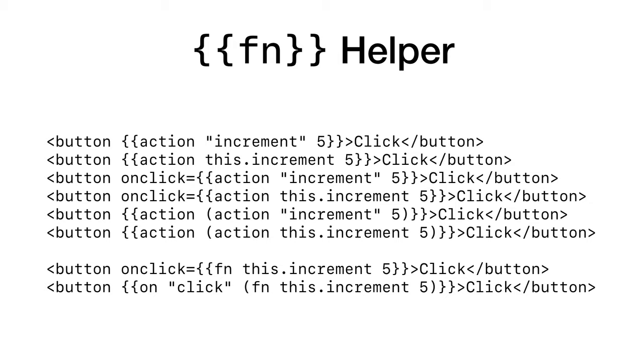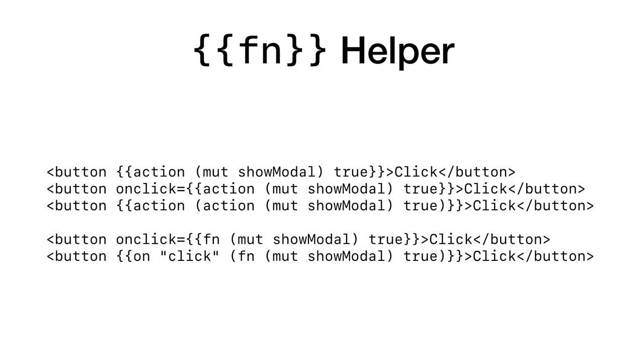But then the FN helper essentially allows us to bind these arguments to the function, partially apply them to the function, whether we are using onClick or the new coming on element modifier, which I will be talking about next. You can even use it with things like the mute helper. So we can continue to nest these all the way down, helpers all the way down, as deep as you need them.